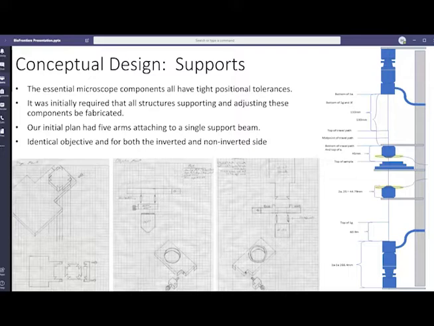We later moved the stages to a separate support system and combined the latter two arms into one for each side, which simplified the system immensely.